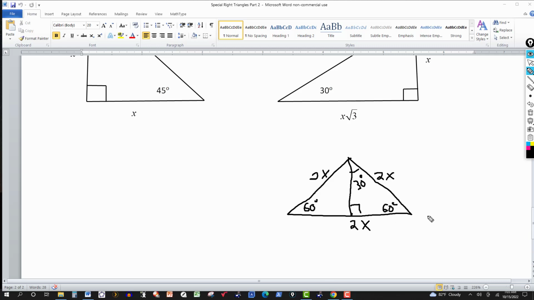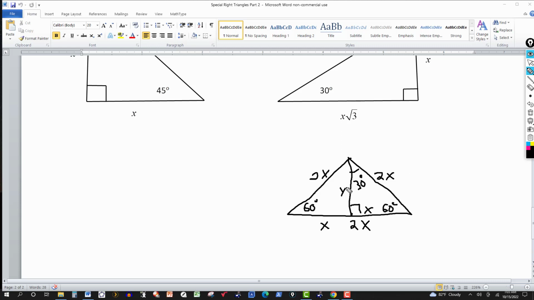So this length here is 2x. So this then is x, and this is x. So what I want to know is, what is this side? I'm just going to call it y. So this side right there. So I'm going to use the Pythagorean theorem.